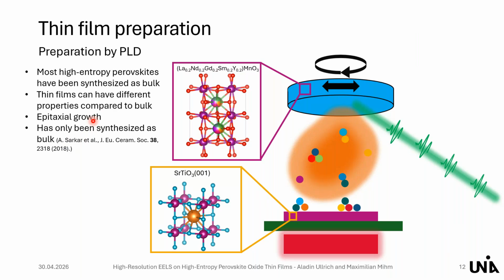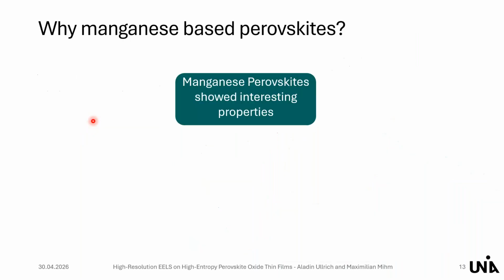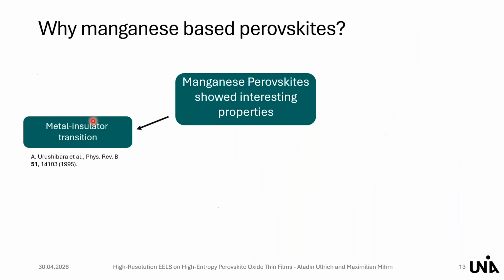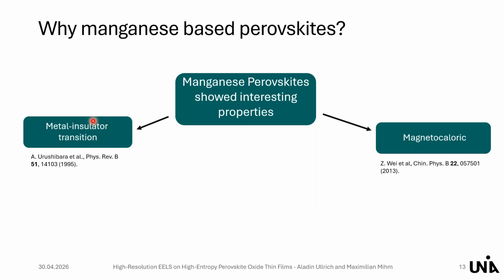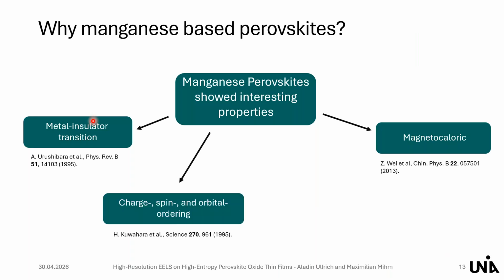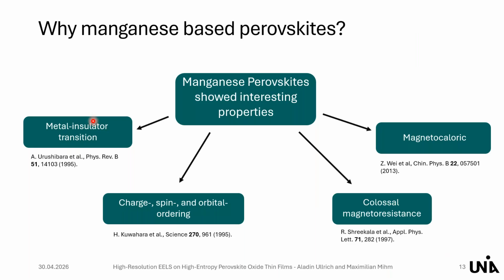So why are manganese-based perovskites of interest? They showed a lot of interesting properties. Some of them showed the metal to insulator transition. Others showed the magnetocaloric effect. Some others were investigated because of the charge, spin, and orbital ordering. And also others because of the colossal magnetoresistance. These are just a few examples of the properties of these manganese-based perovskites.